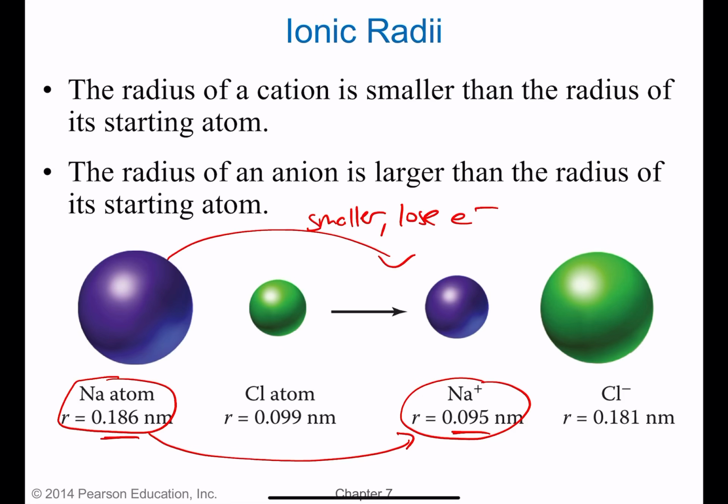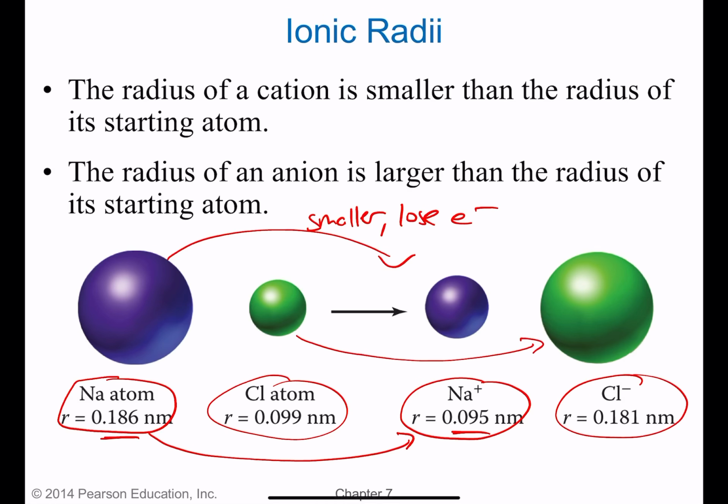And then what we saw with the nonmetal, the chlorine: chlorine going from neutral, it gained 1 electron to become an ion. This one got larger when it gained electrons. So this is the trend of what happens. Anytime you have a cation losing electrons, it's going to get smaller. Anytime you have an anion gaining electrons, it's going to get a little bit larger.